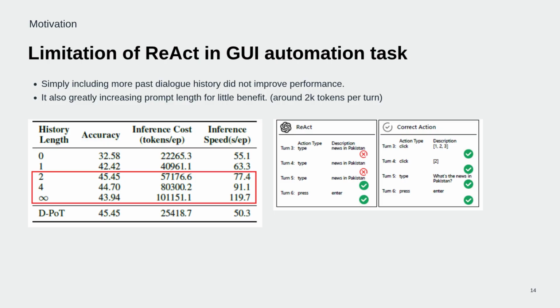This table shows the comparison in terms of performance and cost between DPOT and the ReAct method. As history length increases, the accuracy gap is very limited. Even after two turns are appended, the accuracy does not improve anymore. And it also requires many tokens, which causes the total cost to increase. In contrast, DPOT shows better performance with very minimal cost.